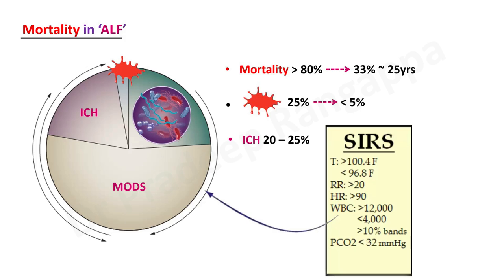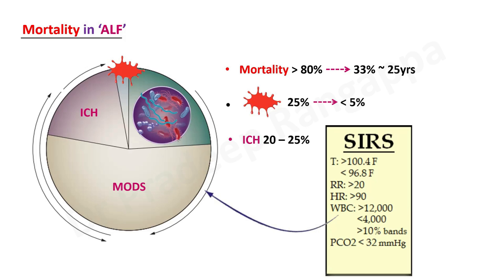And the commonest cause of multi-organ dysfunction is the thirst. And very often, acute liver failure will have a lot of cytokine production, and they have features where they have tachycardia, high temperature, heart rate being high, but not necessarily is there an underlying infection.